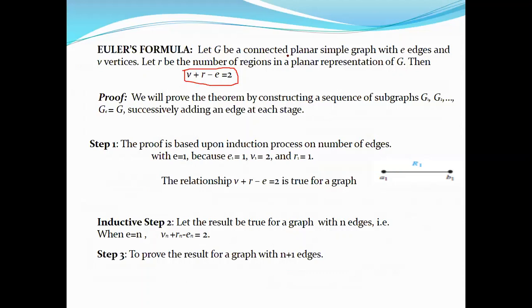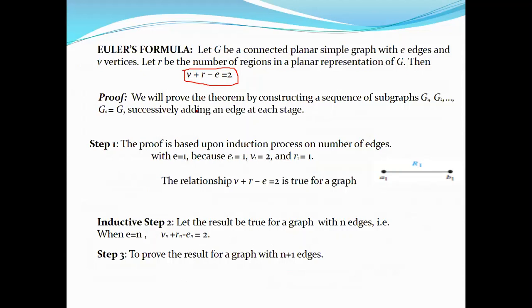If G is a simple connected planar graph with E edges, V vertices, and R number of regions, then this equality holds for every graph of this type: V plus R minus E is equal to 2. V is the number of vertices, R is the number of regions, and E is the number of edges.